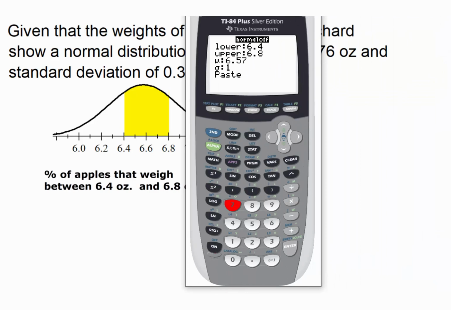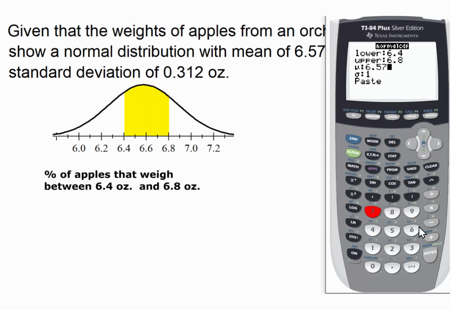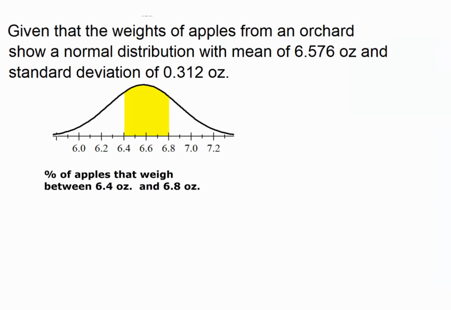6.576, and the standard deviation is 0.312. And here we get the value as 0.47726, or 47.73% is going to be our answer, right? So 47.73% of the apples will have weights between 6.4 and 6.8 ounces.